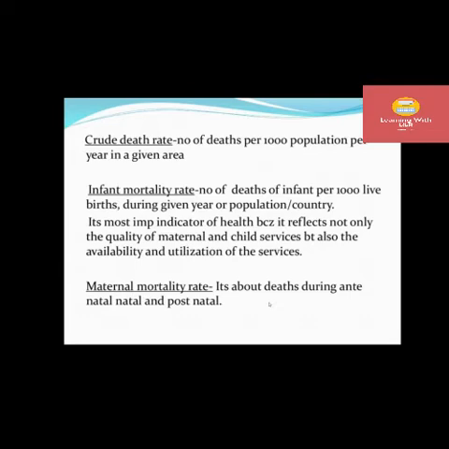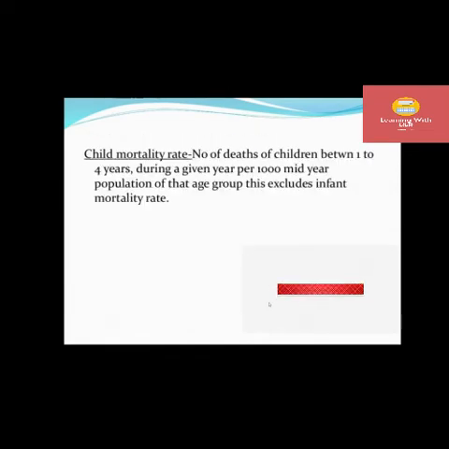It's the most important indicator of health because it reflects not only the quality of maternal and child services but also the availability and utilization of the services. Then maternal mortality rate, it's about deaths during antenatal, intranatal and postnatal periods. Antenatal means when women are pregnant. Intranatal means during delivery, and postnatal means after the delivery. Child mortality rate: number of deaths of children between 1 to 4 years during a given year per 1000 mid-year population of that age group. This excludes infant mortality rate.